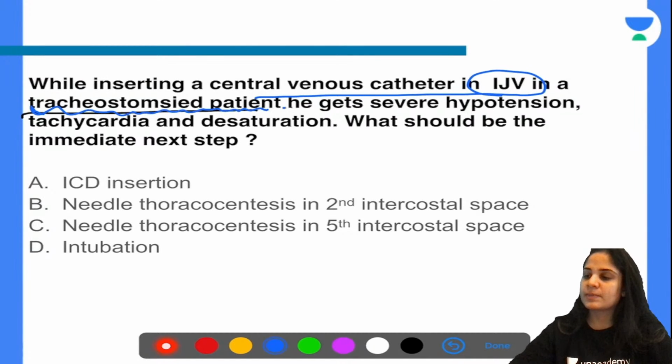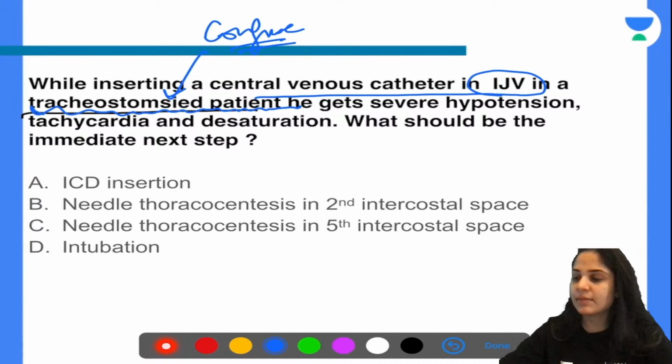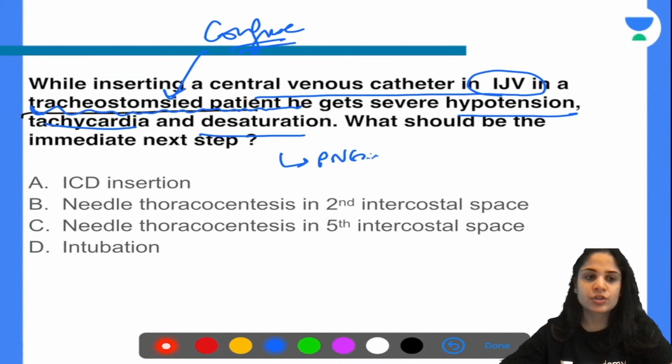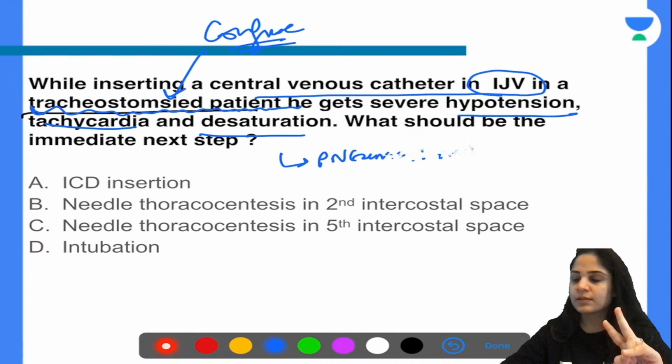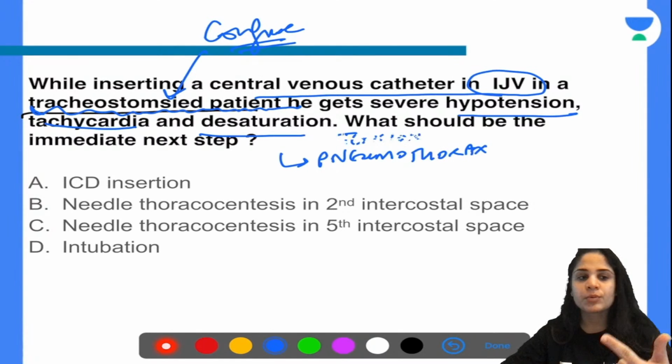In a tracheostomized patient, if you are getting severe hypotension, tachycardia and desaturation while you are putting a central venous line, anytime, that means you have caused a pneumothorax. Okay. And what kind of pneumothorax is this? It is a tension pneumothorax. So to relieve the tension pneumothorax, you can do two things. One is you can do a needle thoracocentesis and second is you can put an ICD.